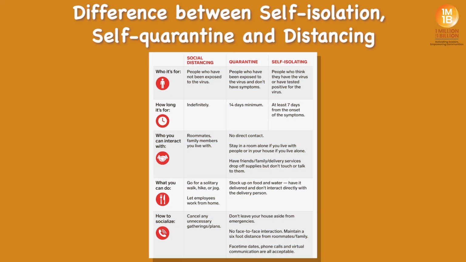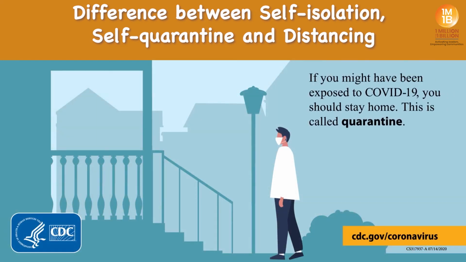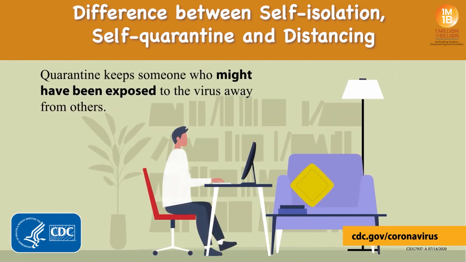What is the difference between self-isolation, self-quarantine and distancing? Quarantine means restricting activities or separating people who are not ill themselves but may have been exposed to COVID-19. The goal is to prevent spread of the disease at the time when people just develop symptoms. Therefore, if you have been exposed to someone with COVID-19, you should self-quarantine for the entire 14 days. Even if you feel fine, you are still at risk of spreading the coronavirus to others.